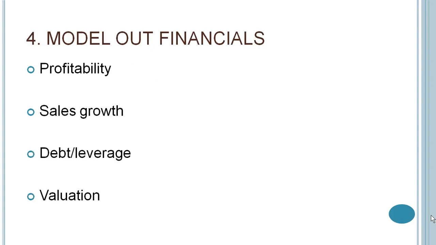One of the last steps of the research process is to model out the company's financials. I only do this for stocks that I have a great deal of interest in, because this process can be a little bit time consuming to gather all of the information into Excel. At this point, I'll calculate a bunch of ratios for the stocks, like profitability in terms of gross margin, operating margin, net margin, sales and profit growth, debt and leverage, return on equity, and valuation.